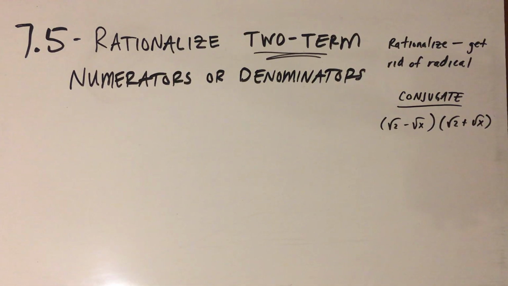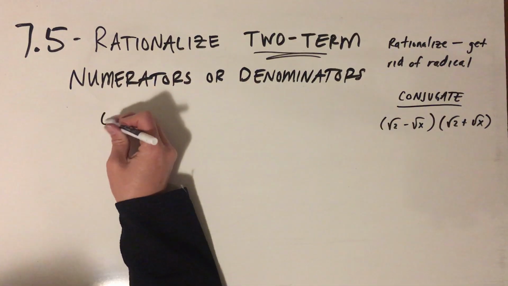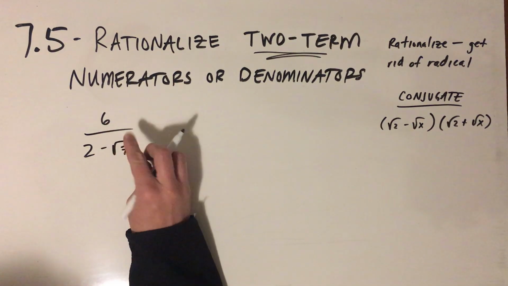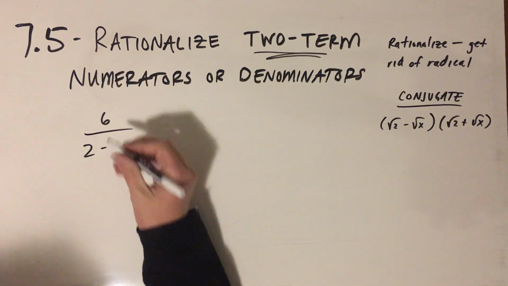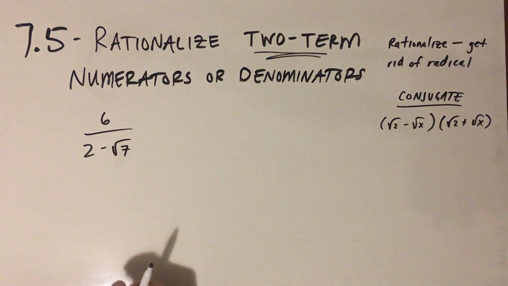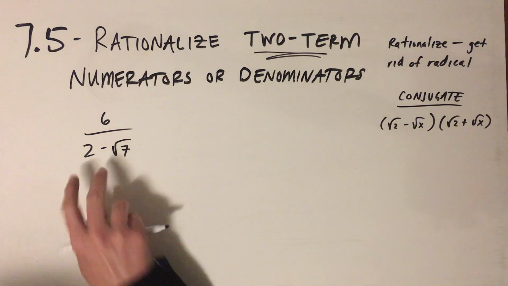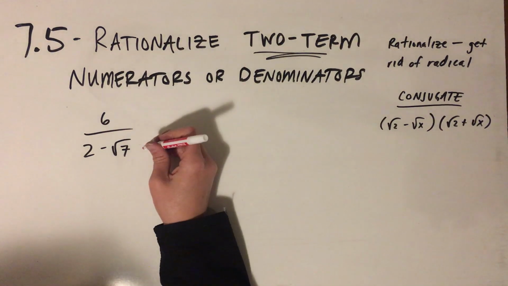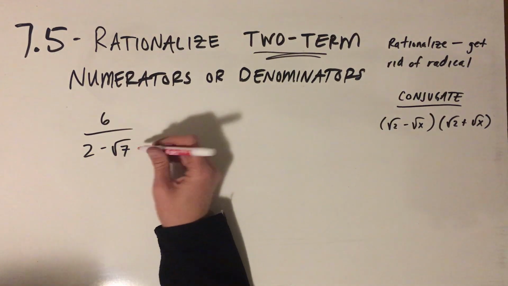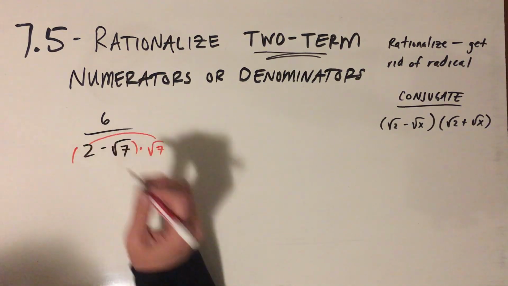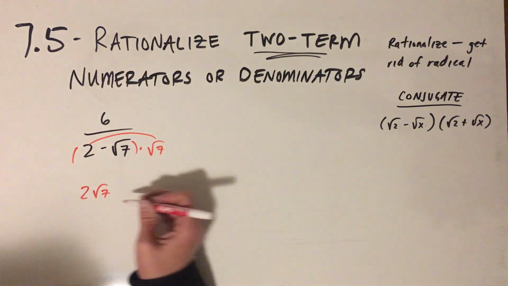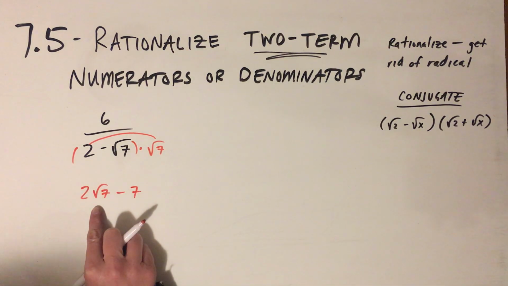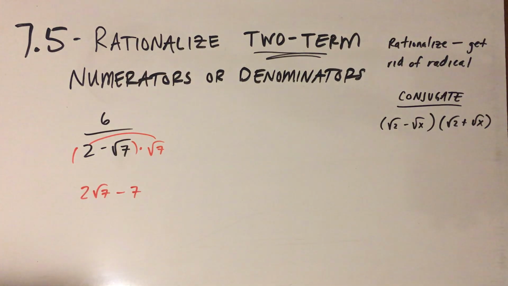Okay, so if we're looking at 6 over 2 minus the square root of 7, and I want to get rid of this radical in the denominator, I can't just multiply this by the square root of 7. Remember that I would have to distribute, and that would give me 2 square roots of 7 minus 7, and then I would still have this radical in the denominator, and we would just keep going on and on like this forever.